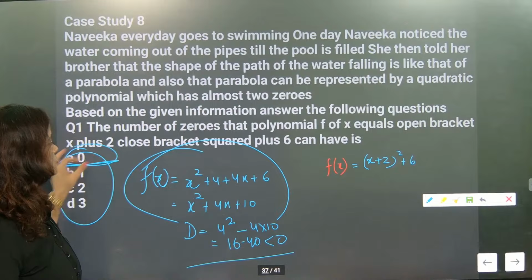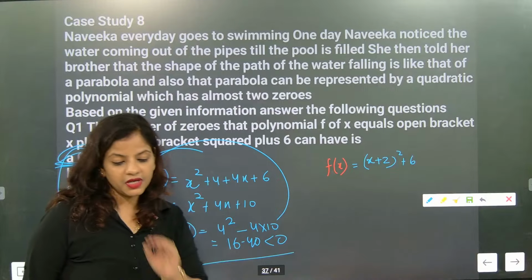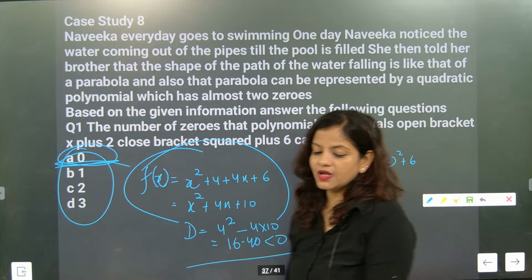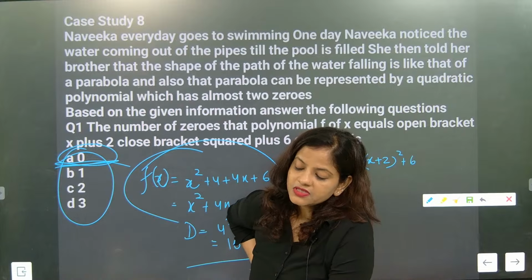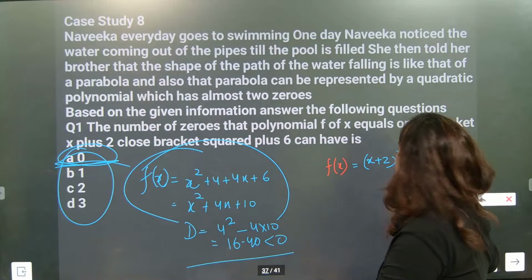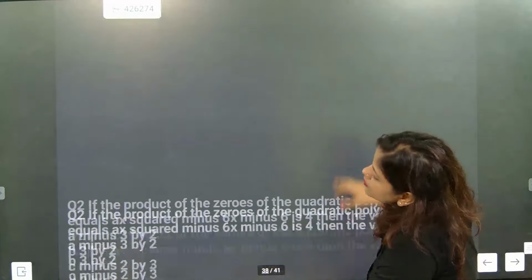So how many zeros will be there? Zeros will be 0, because it is imaginary. How can it be possible? It will be 0. Yes. So if questions like these come, I think people will be able to solve them. Let's go for the next question.